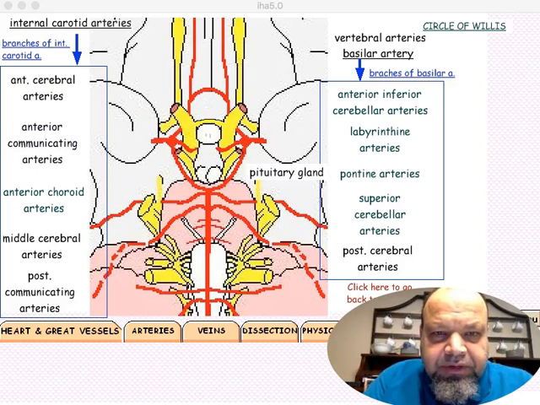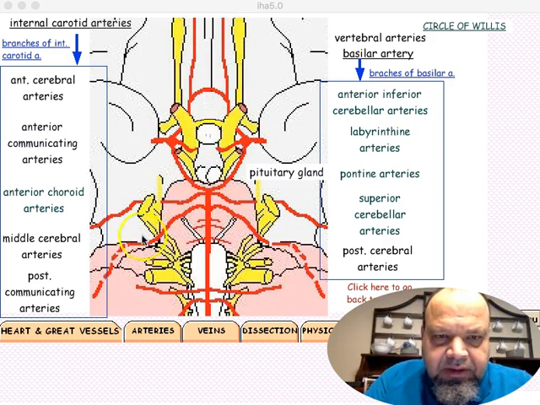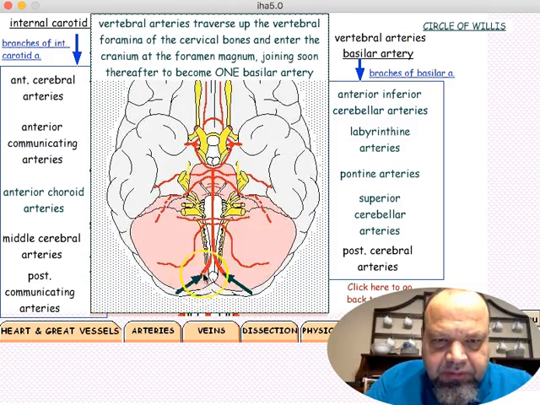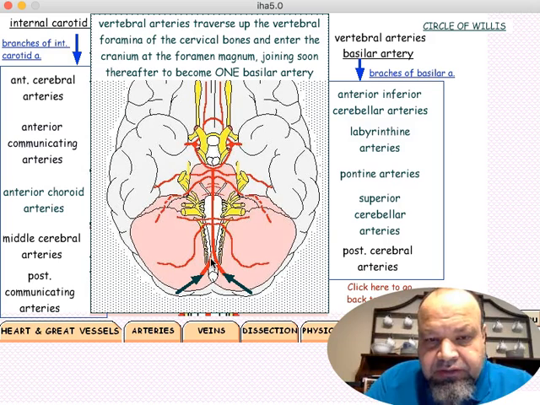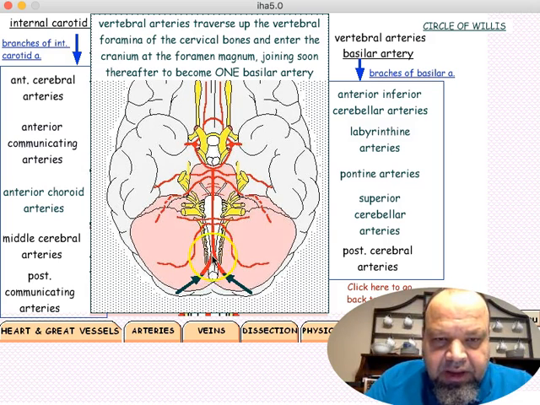Hi, everybody. Here's a quick discussion on the circle of Willis and the blood supply to the brain. The blood supply to the brain is coming from the underside by way of two arteries. They're called the vertebral arteries as they travel through the cervical structures called transverse foramina on their way up to the cranium, and they enter through the large foramen magnum.